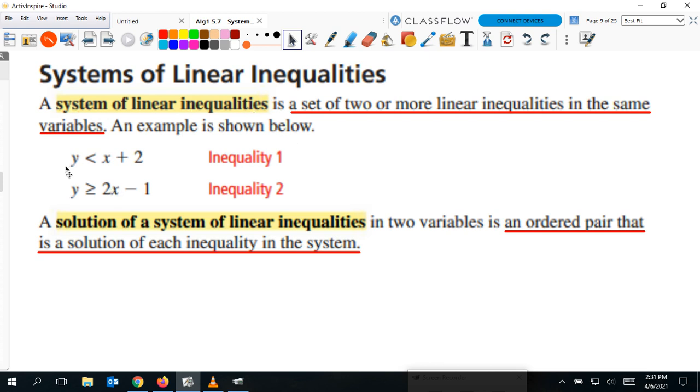So these are two inequalities. They're in the same two variables, both in x and y, and they're both linear inequalities, just like we were doing last time. We were graphing them separately. Now we're going to graph them together as a system.